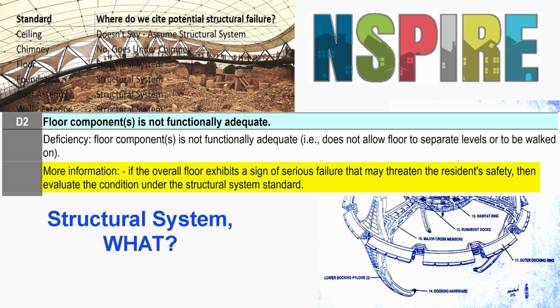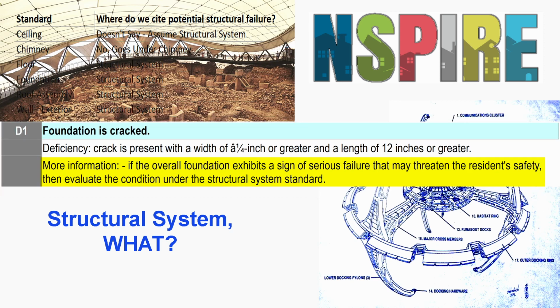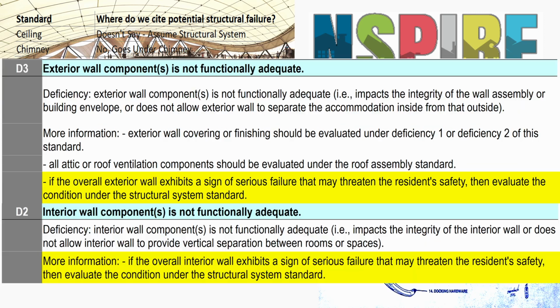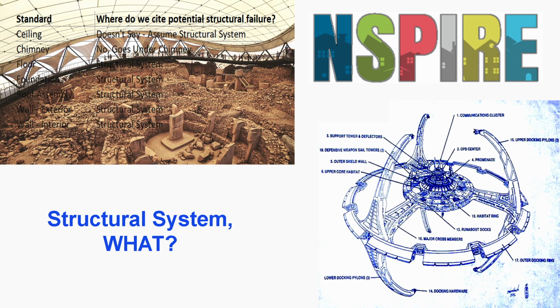The floor standard tells us to cite structural failures under structural system instead of floor. The foundation standard tells us to cite structural failure under structural system instead of foundation. The roof assembly standard tells us to cite structural failure under structural systems instead of roof assembly. The wall standards, both interior and exterior, tell us to cite structural failure under structural system instead of the wall standards. So we've got a kind of circular or self-contradictory instruction going on here.